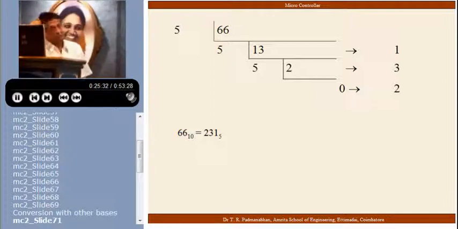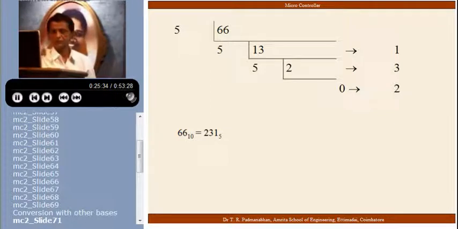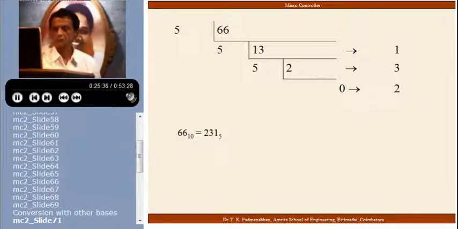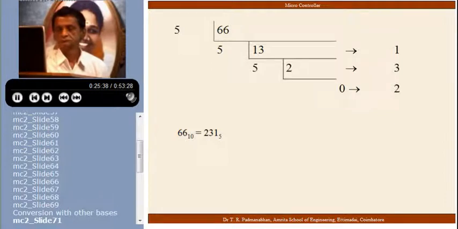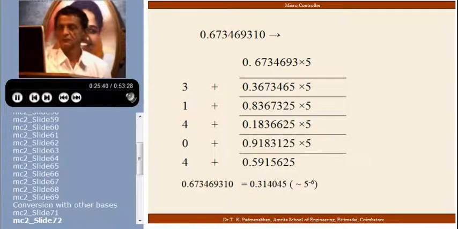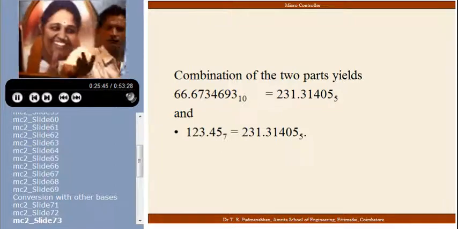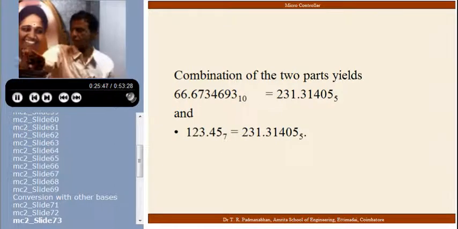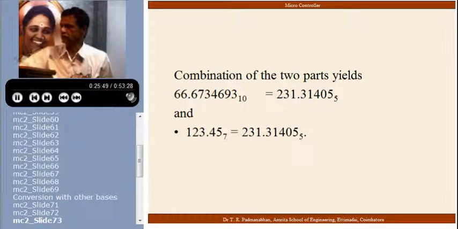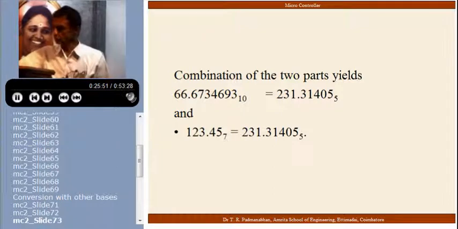See here, I've taken a number for conversion to the base 5. We have shown the decimal part and the part on either side of it, which I converted separately by multiplying and dividing, and then combined the total. I think that's all.